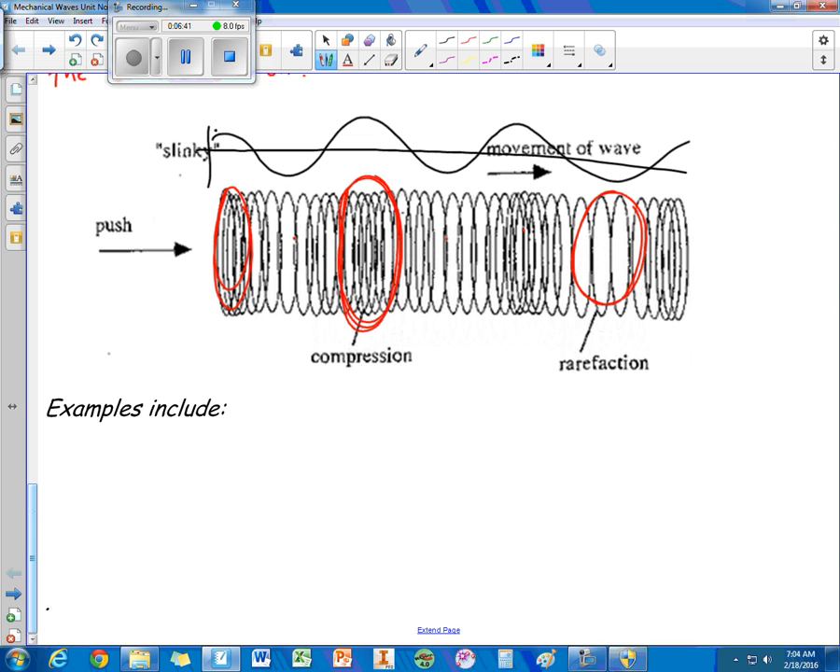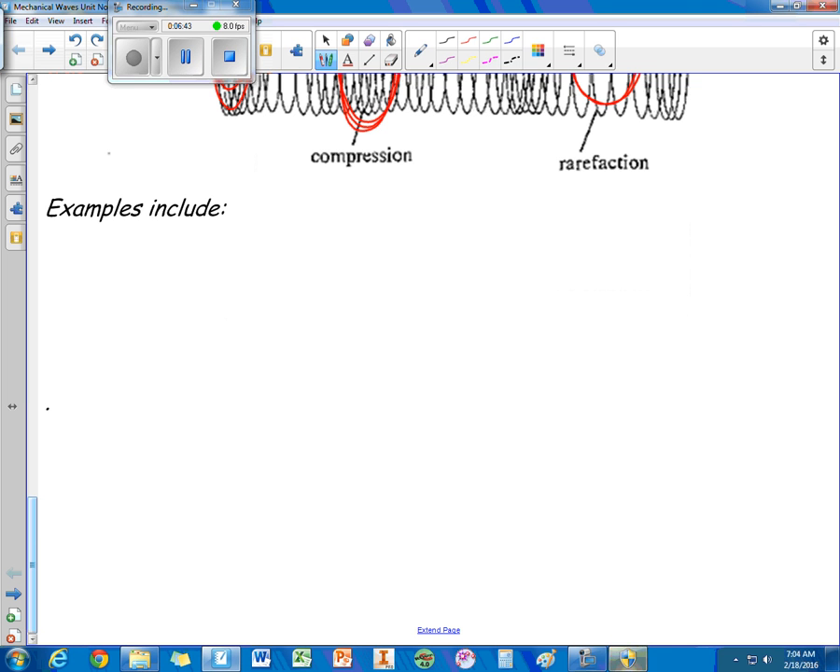For this, some examples include sound. Sound is a compression wave. Obviously, the slinky. And again, certain types of earthquakes.